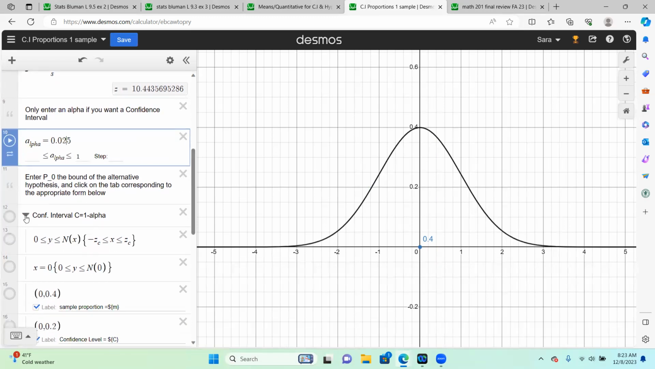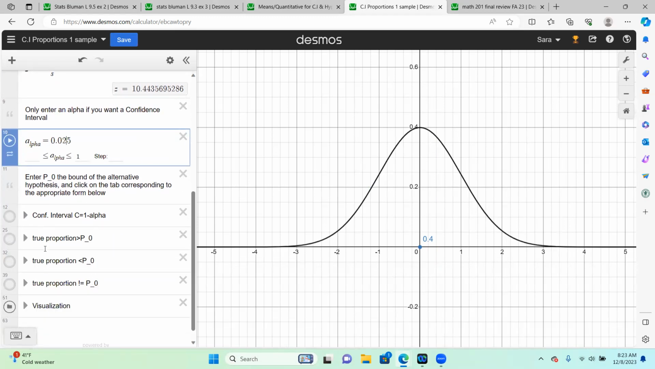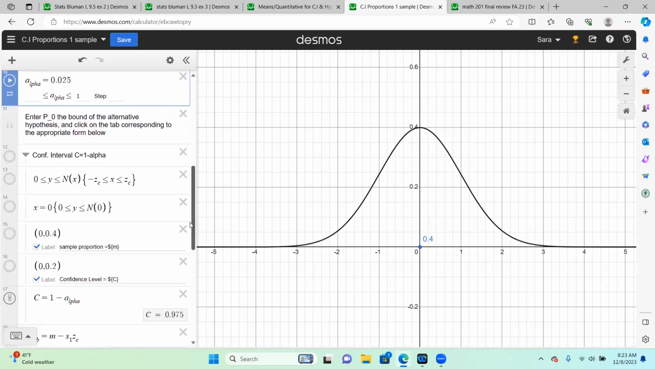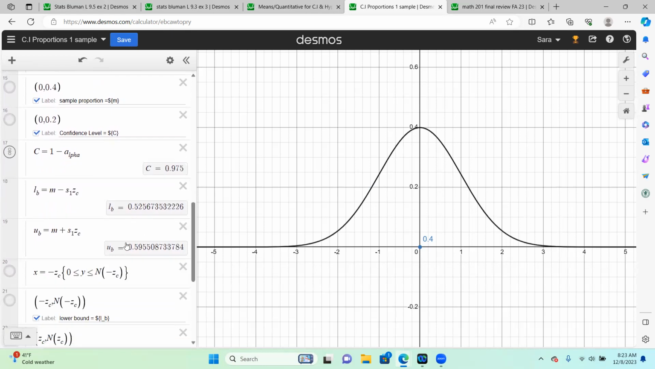Then I am going to the drop downs. So there's drop downs here for hypothesis testing, but I'm choosing the one for confidence interval. And then I'm going to go to my lower and my upper. So my confidence interval is 0.526, 0.596.